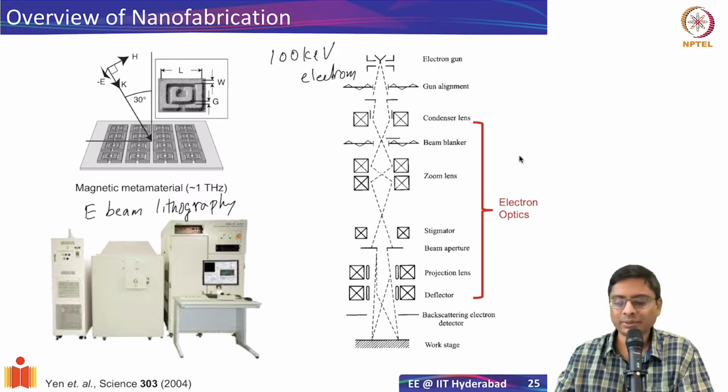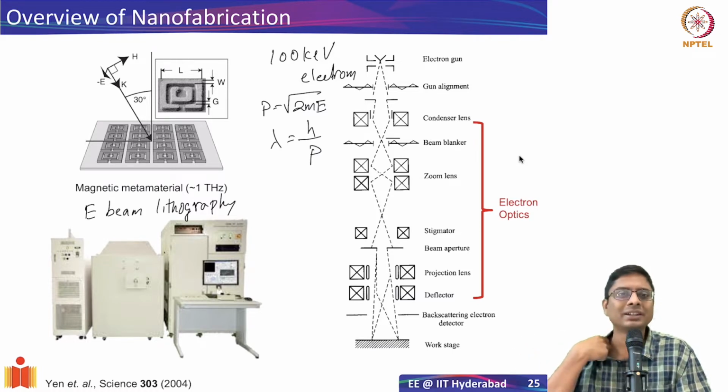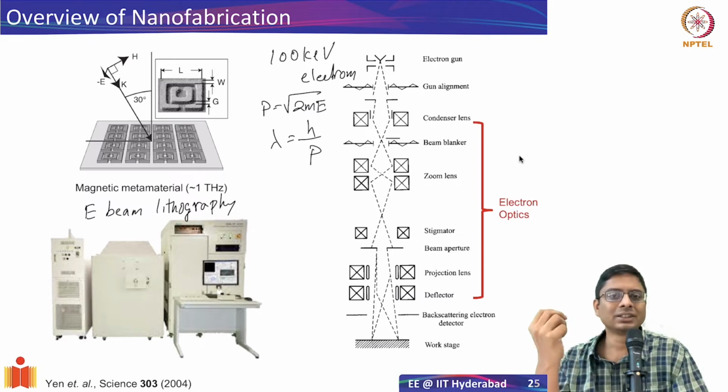Well, my momentum is simply going to be p equals the square root of 2mE. So I can compute in terms of eV, you put that in and compute the momentum, and lambda is simply going to be h by p. I think we did the assignment. I think in the first week I had some questions on this, right? So you see that for a corresponding energy, the wavelength of an electron is going to be much smaller than the wavelength of the photon, right?